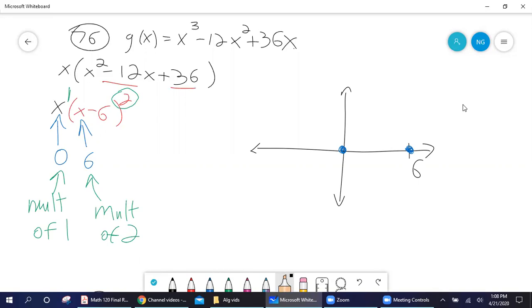Looking at the original function, it was an x cubed, and it's positive. That means that its end behavior is going to be falling to the left and rising to the right. So I have to start down low at 0. Since it had an odd multiplicity, I'm going to cross through. 6 had an even multiplicity, so I'm going to bounce off. And I can see that I do end up high and start down low, just like I was supposed to.